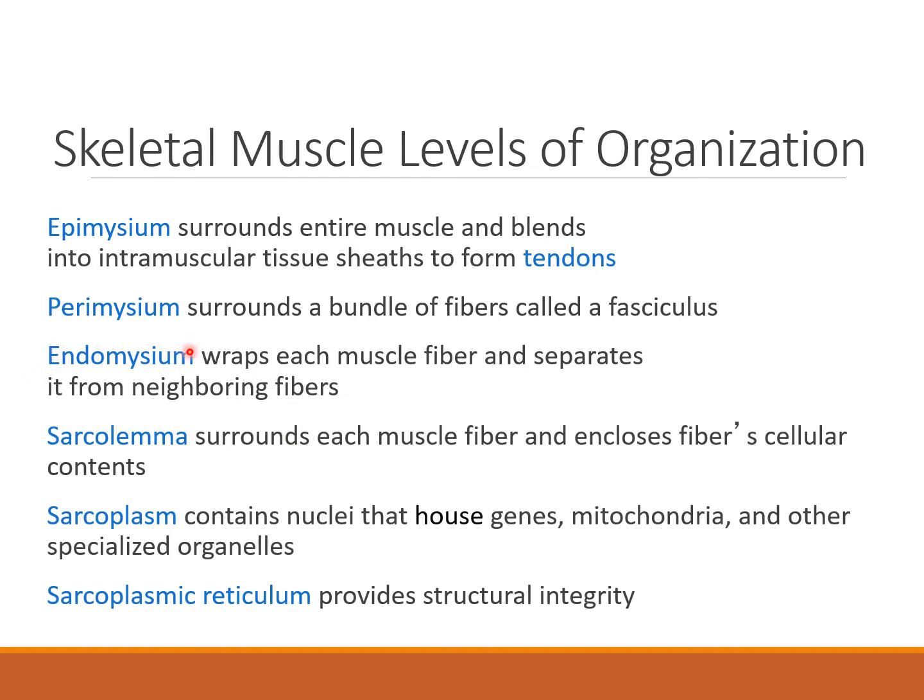So you can see how these mysiums are basically the surrounding tissue for each group of things. The epimysium goes around the entire muscle, the perimysium goes around each fasciculus, and the endomysium goes around each fiber. The sarcolemma surrounds each muscle fiber and encloses the fiber's cellular content. The sarcoplasm contains nuclei that house the genes, mitochondria, and other specialized organelles. And the sarcoplasmic reticulum provides structural integrity to these smaller components.